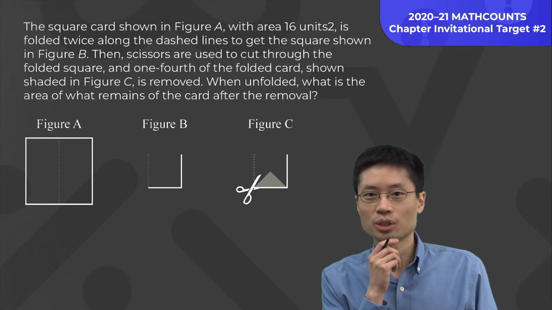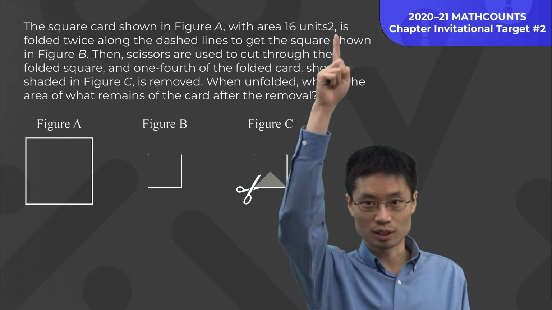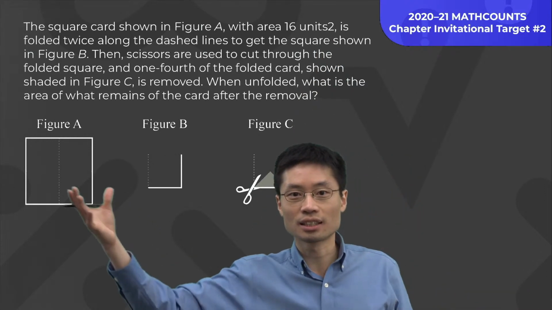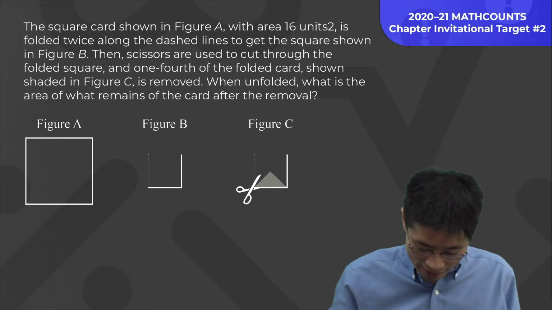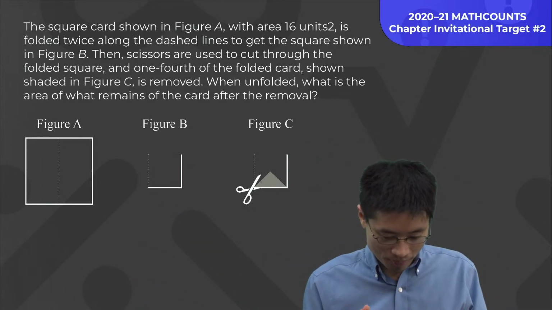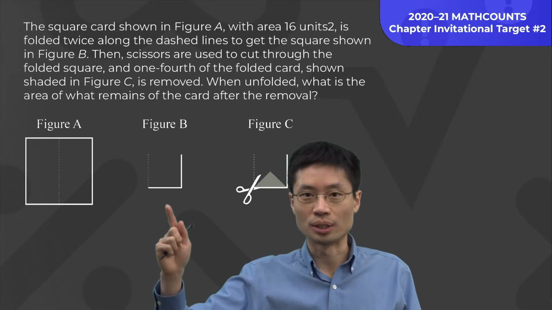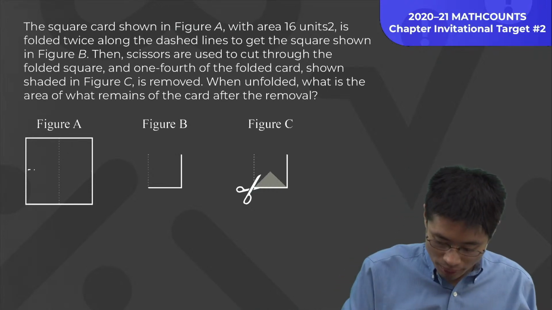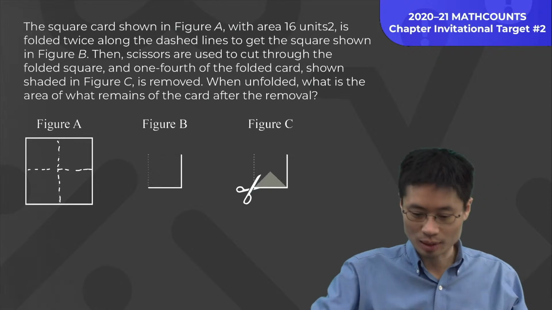Number 2. The square card shown in figure A with area 16 units squared, that 2 is supposed to be up there, is folded twice along the dashed lines to get the square shown in figure B. So there are dashed lines. I can't quite see the squares. Okay, but I'm guessing that this looks like a quarter. We're folding it twice. So I bet that the picture got a little hard to see. Let's pretend that's what happened.